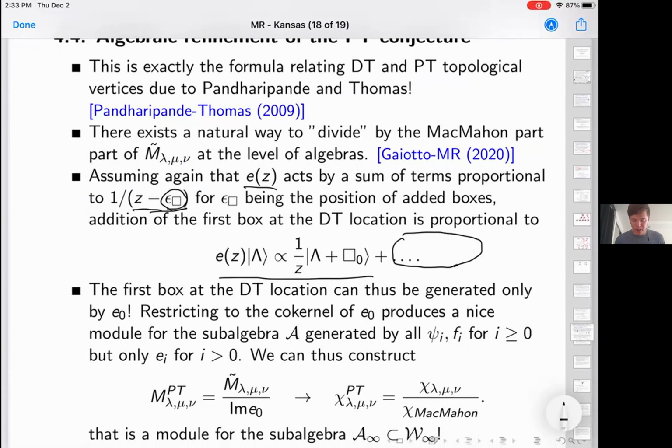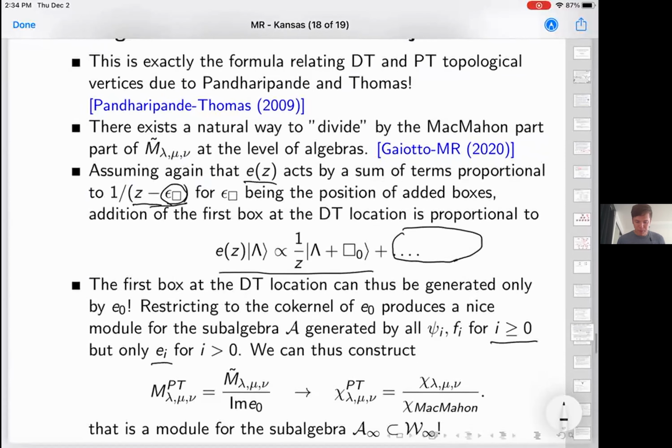So restricting to the co-kernel of E0 produces a nice module for the subalgebra A, generated by all psi i and f i, for i going from 0 to infinity, but e i restricted to the positive integers. So we can see an algebraic uplift of the relation between DT and PT topological vertex as the PT module being a co-kernel of E0 acting on the conjugated DT module.